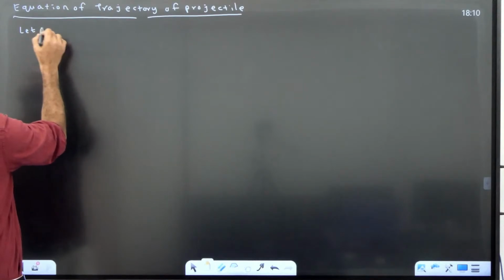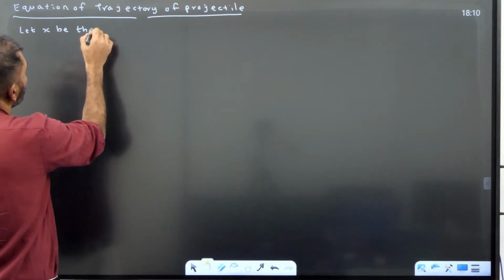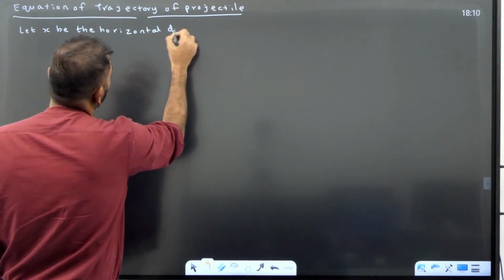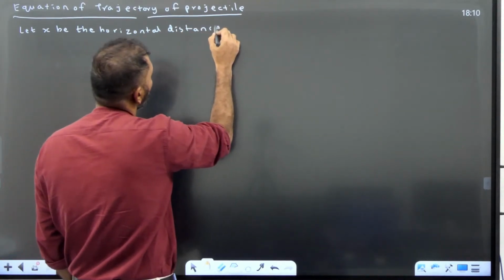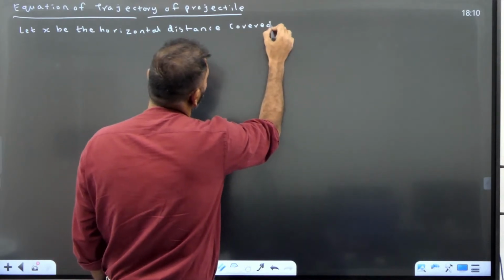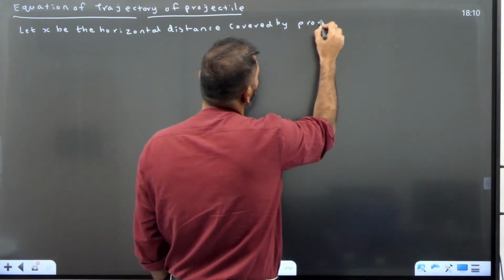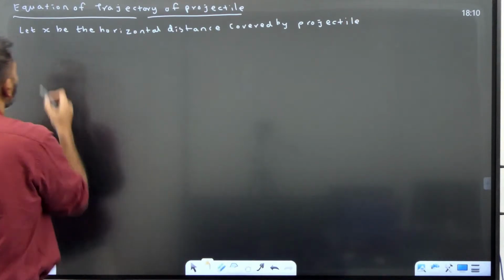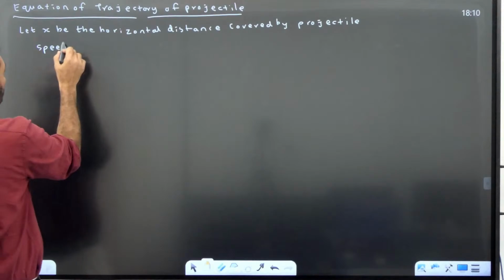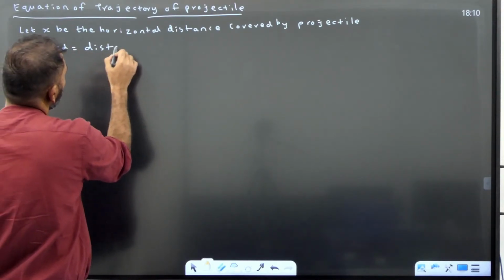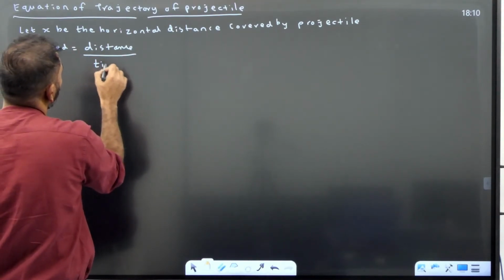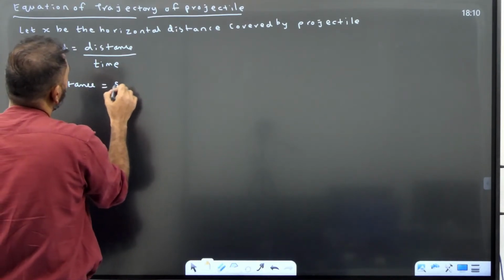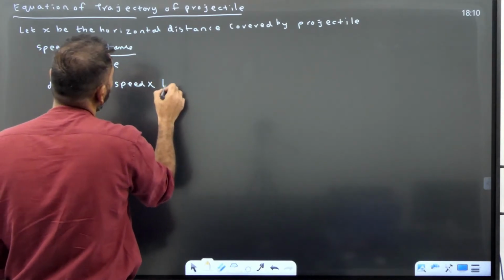Let x be the horizontal distance covered by the projectile. We know that speed equal to what? Distance by time. So distance equal to what? Speed into time. So what is horizontal distance?